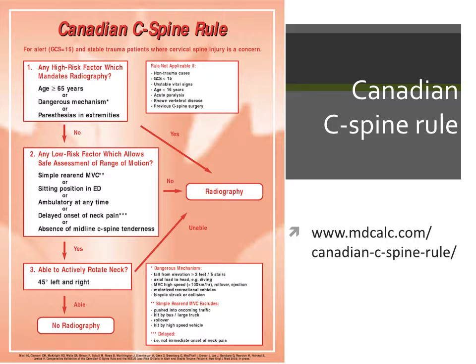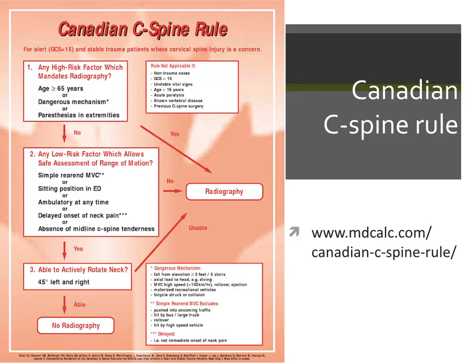The Canadian C-spine rule, it just takes a little bit of looking at to get your head around it, because it's a bit more complicated, but good application of the C-spine rule means that we can make good quality decisions about which patients need imaging of their cervical spines. So the first question to ask, are any high risk factors present which mean that we need to immediately image the patient's cervical spine? And those high risk factors are age over 65, a dangerous mechanism, or paresthesia in the extremities.